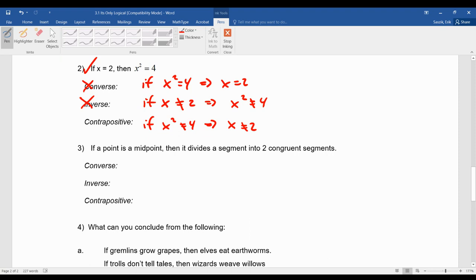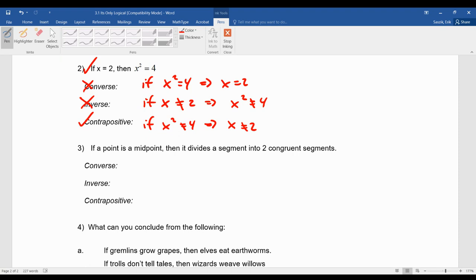Contrapositive: if x squared is not 4, then x is not 2. That ends up being true. So here we had, not everything was true, whereas in the previous one, everything was. It turns out, folks, and this is huge, this is what we have to take from this.